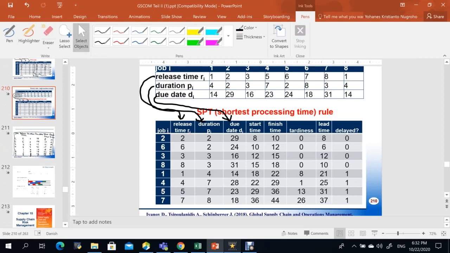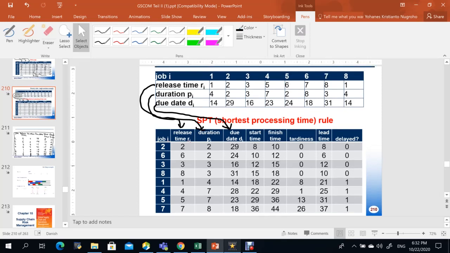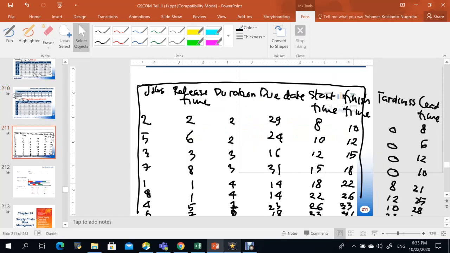The lower table has some mistakes because actually if we compare the numbers in the upper and the lower table, they are not the same. For instance, the duration for job number 4 is 7, it is correct, but for job number 8, it should be 4, but in the lower table it is written as 3, and therefore because of this mistake we have to compose a new table that I have prepared here.